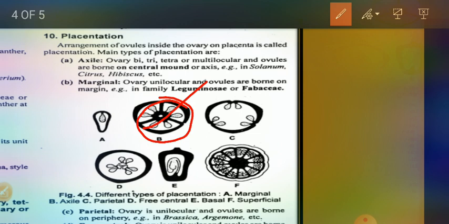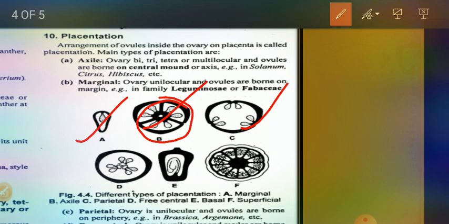Then marginal type. In case of the marginal type, you can see in figure A. The ovary is unilocular, and the ovules are borne on one margin. That's why this is known as marginal, and it is mainly found in the Fabaceae family or Leguminosae family. Then comes the parietal type, you see the C number.